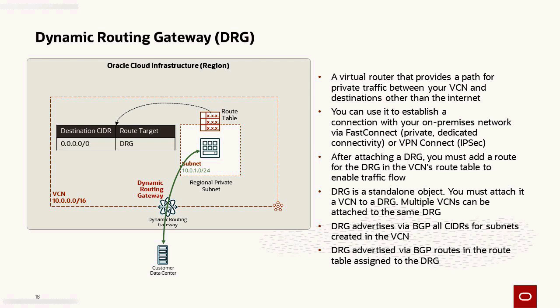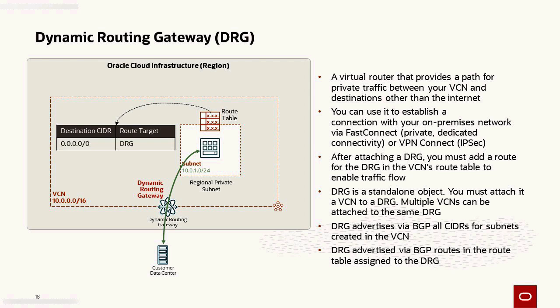A DRG connects remote on-premises or other cloud provider networks to VCN. A DRG provides a single point of entry for remote network paths coming into VCN. It provides a path for VCNs to communicate to on-premises across regions or outside the region. Each VCN can have a single DRG.